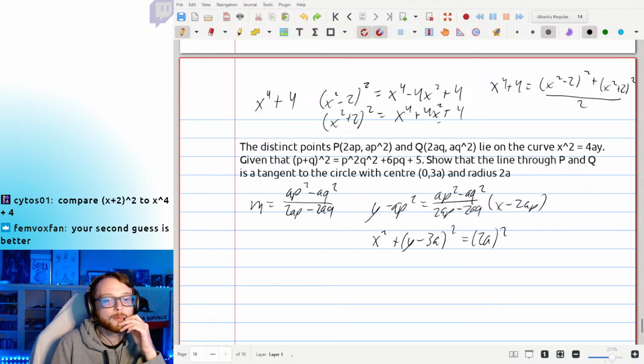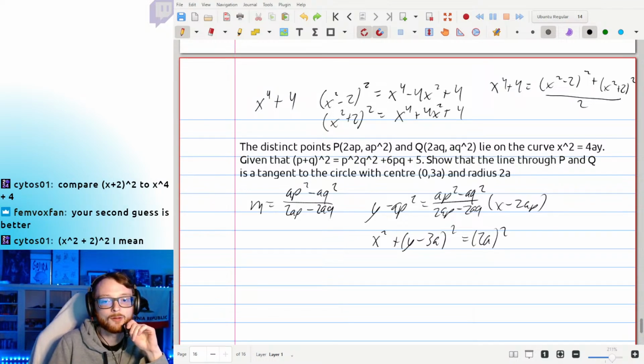Well, yeah, it's off by a 4x squared. I guess, are you... Oh, this is the difference of two squares. Then you factor that. Okay, fair enough.